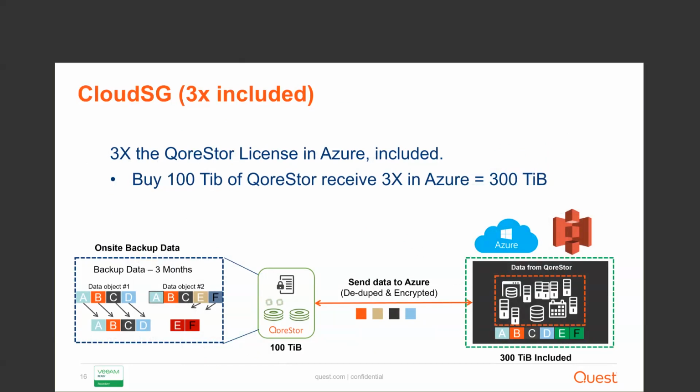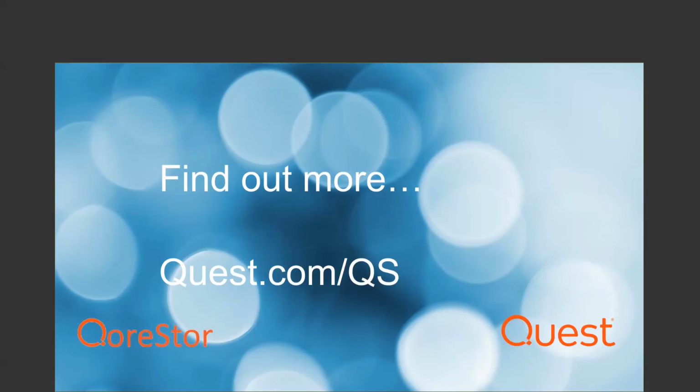But we also do give you 3 times Azure. So if you bought 100 terabytes of on-premise QoreStor license, you could store up to 300 terabytes of deduped and compressed data. That's not hydrated data. 300 terabytes of compressed and deduped data up into the public cloud. So it's very cost effective and no hidden licensing costs there at all. And that is the QoreStor solution, a very high level overview of it.